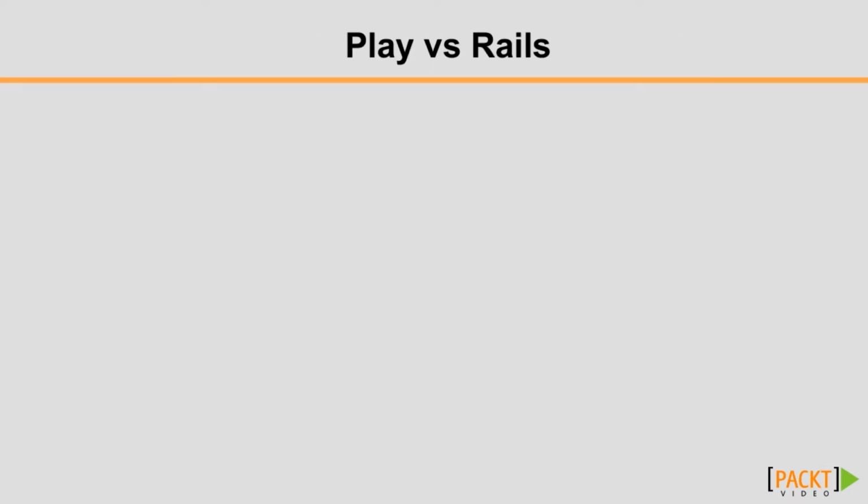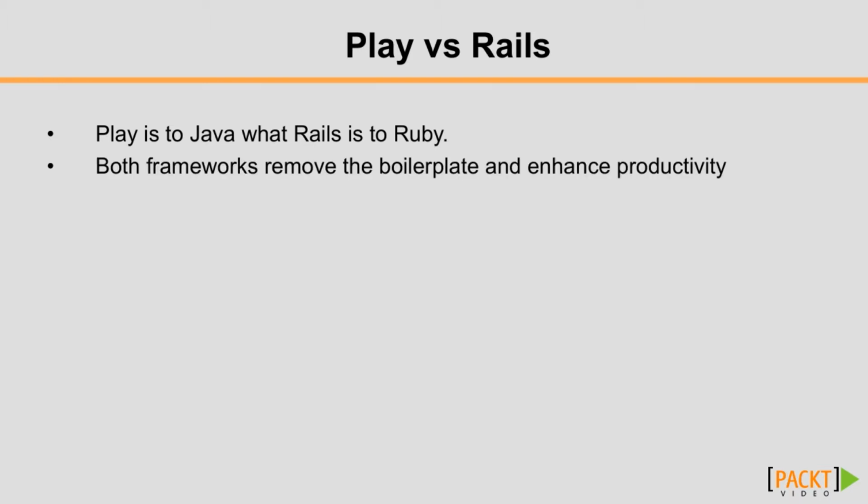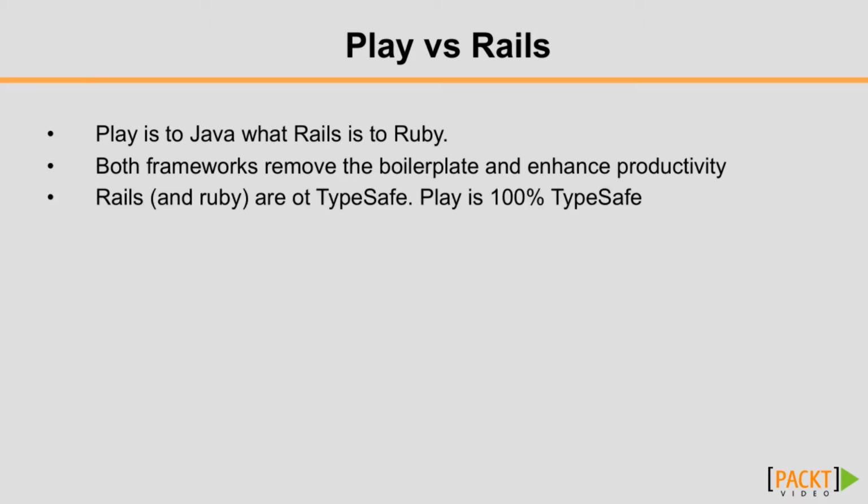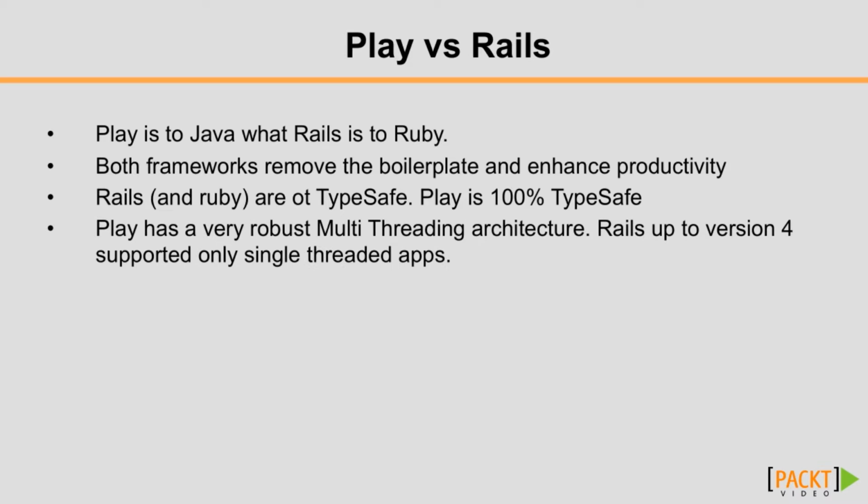Now, we're going to see a comparison between Play and Rails. Rails is also an MVC framework. Rails is to Ruby what Play is to Java. Both frameworks aim to reduce the boilerplate and enhance productivity. Rails and Ruby are not type-safe. Play is 100% type-safe. Play has a very robust multi-threading architecture. Rails up to version 4 supported only single-threaded apps.